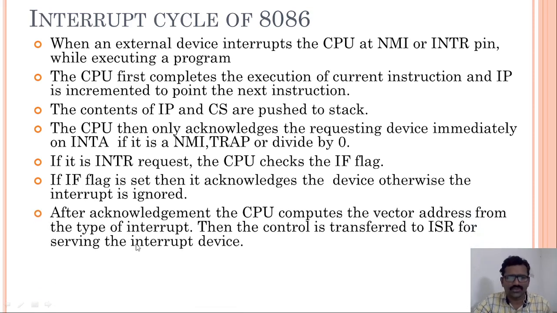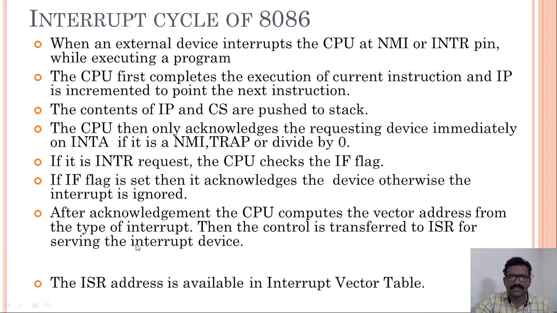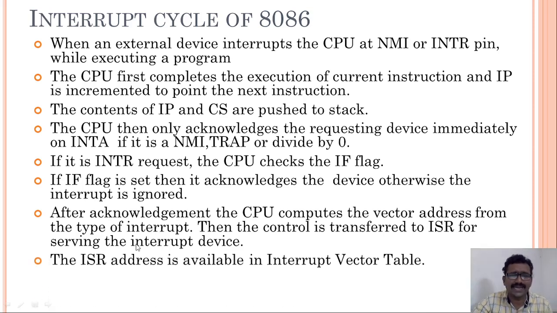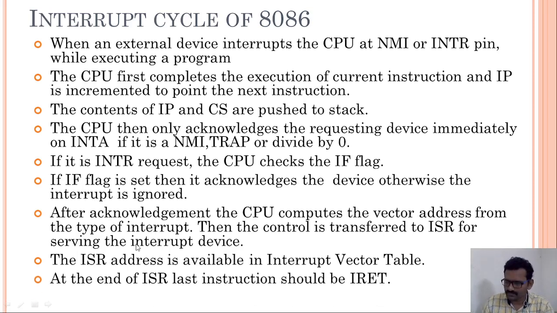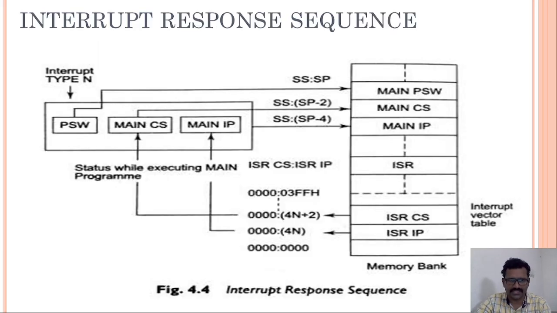So, after acknowledgement, the CPU computes the vector address from the type of interrupt, then the control is transferred to ISR for serving the interrupt device. The ISR address is available in the interrupt vector table. At the end of ISR, the last instruction should be IRET. So, this is the interrupt cycle, or processing of interrupt, in the 8086 microprocessor.